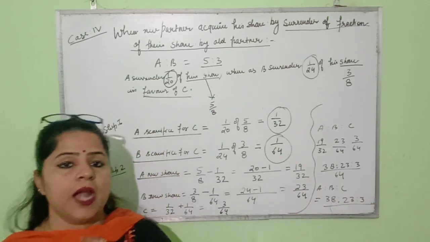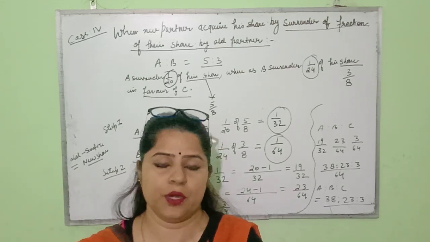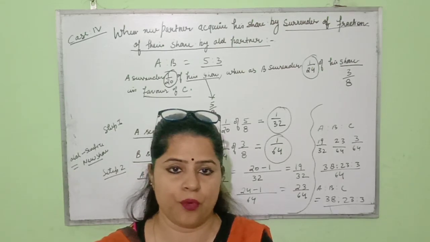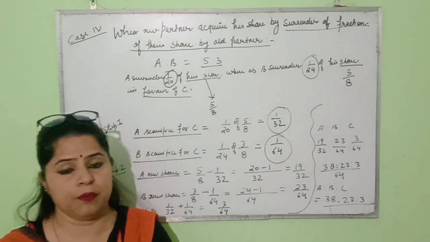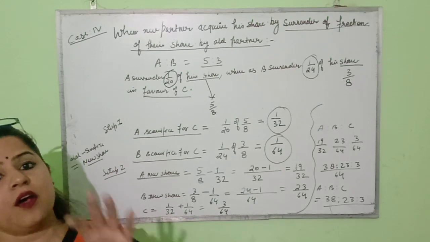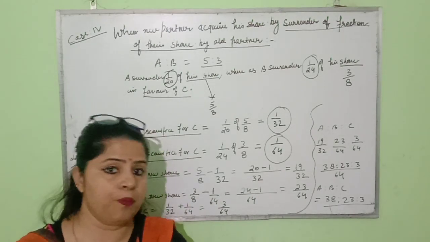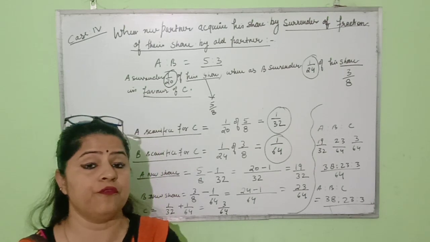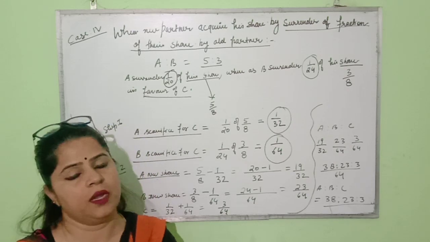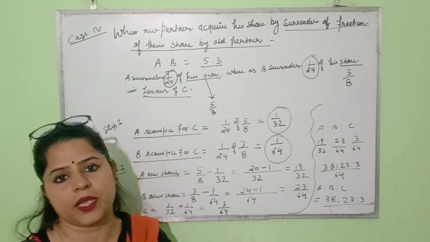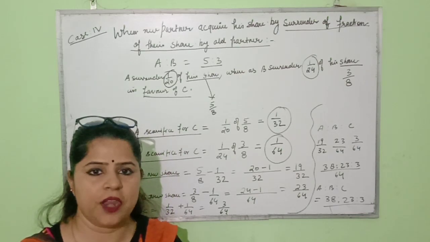So in total we have discussed 4 cases. Case number 1, case number 2, case number 3 and case number 4. What is the difference between case number 3 and case number 4? In cases 1, 2, 3, the share of the new partner is given, but in case number 4, the share of the new partner is not given, but how much fraction the old partner is sacrificing for the new partner, that is given. So these 4 cases you have to prepare from the topic new profit sharing ratio.